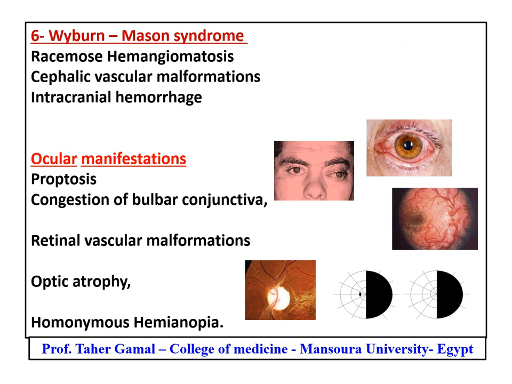The sixth type of phacomatosis is Wyburn-Mason syndrome. It is racemose hemangiomatosis, cephalic vascular malformations, intracranial hemorrhage, with ocular manifestations in the form of proptosis, congestion of the bulbar conjunctiva, retinal vascular malformations, optic atrophy, and homonymous hemianopia.